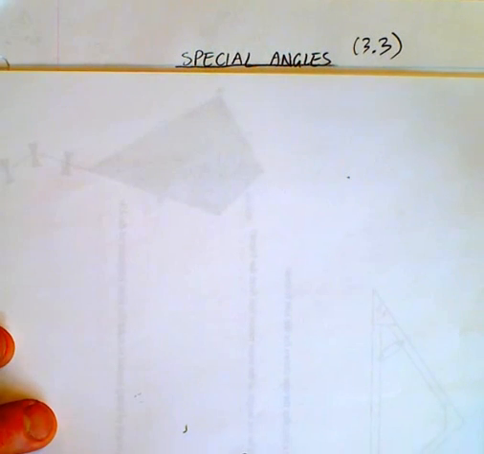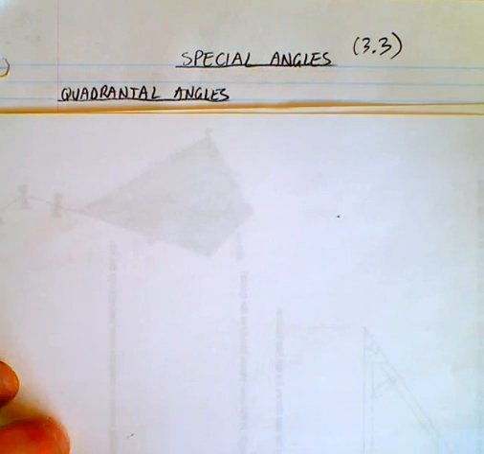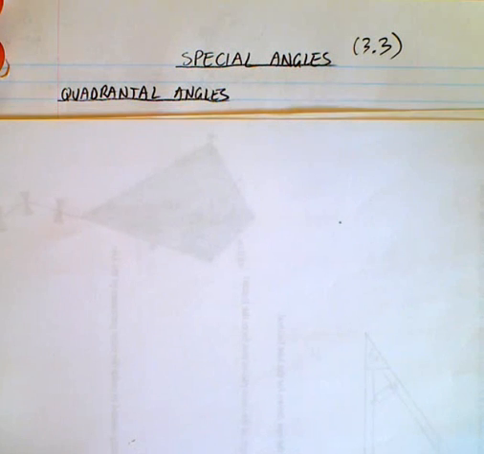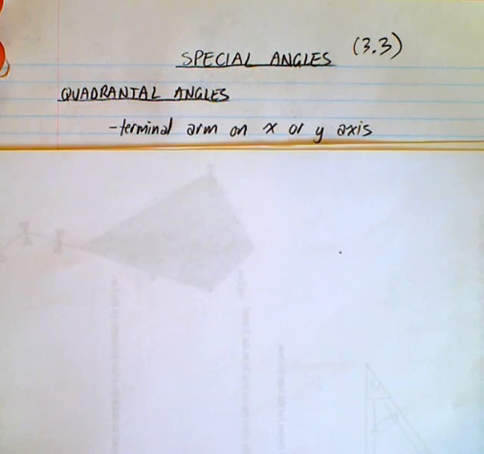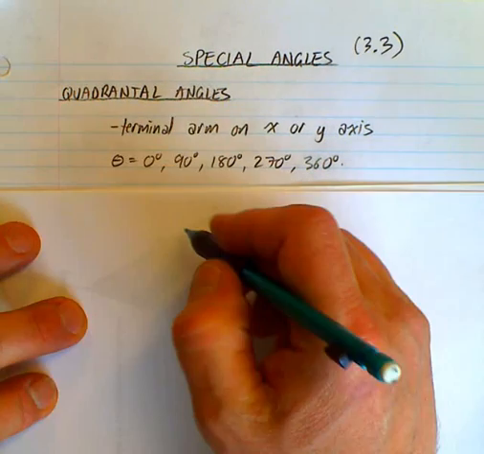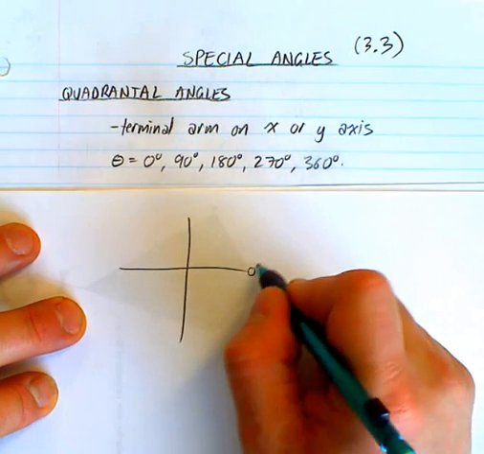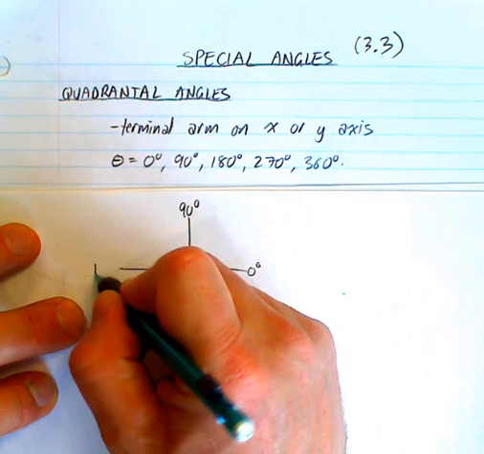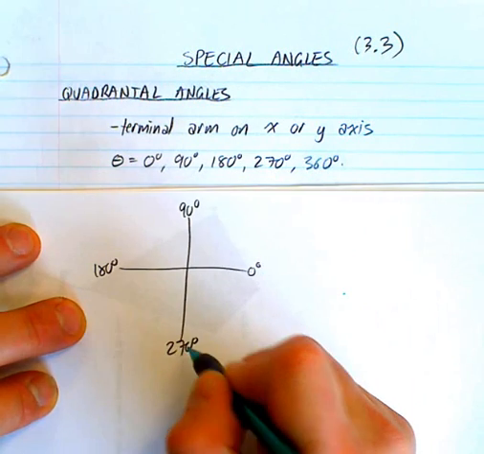The first ones we're looking at are what we call quadrantal angles. They are the ones that occur on the axis, when the terminal arm is on the x or y axis, okay? That means that we're basically looking at theta when it's 0 degrees, 90 degrees, 180 degrees, and 270 degrees, okay?